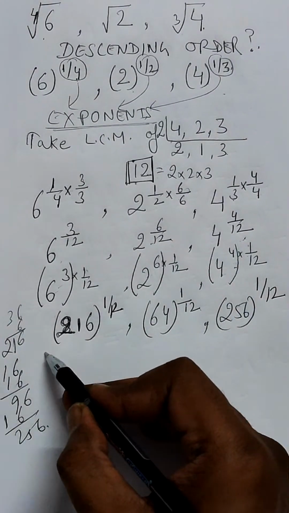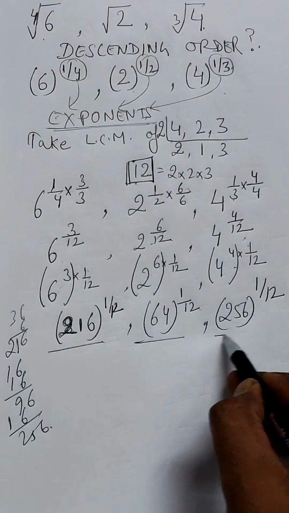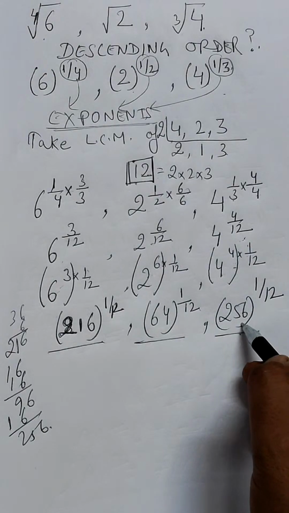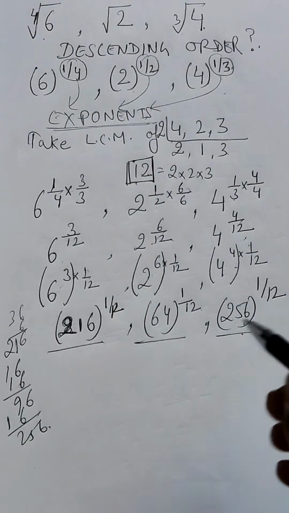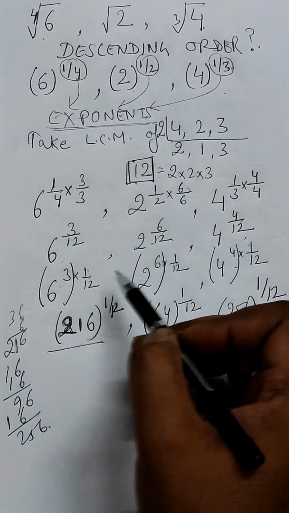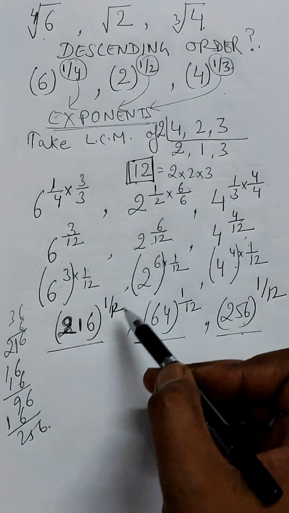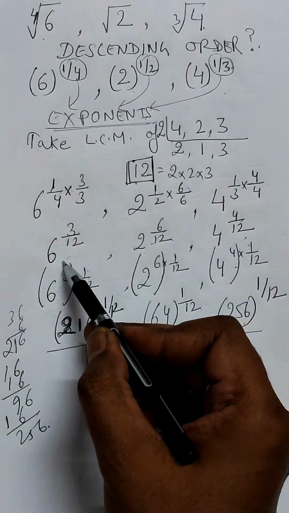So in these three numbers, I think it's easy to diagnose which one is greater, and you can arrange them in descending order. What we did here was make the exponents into like fractions.